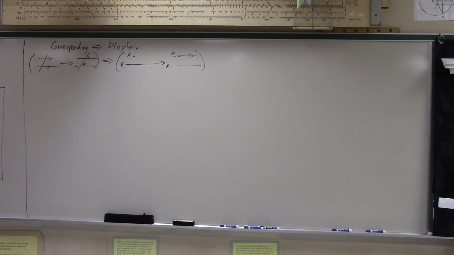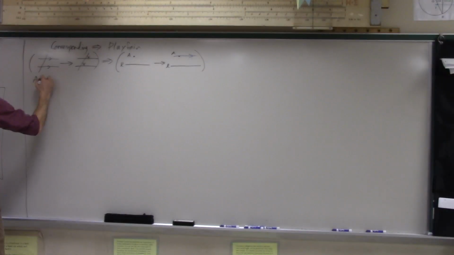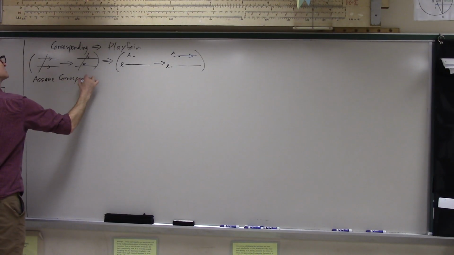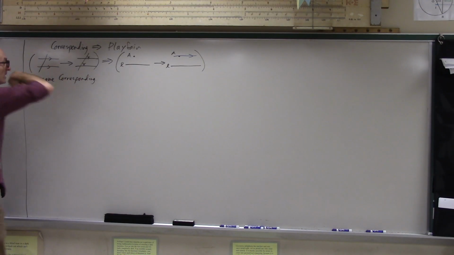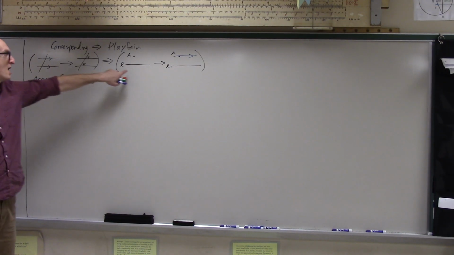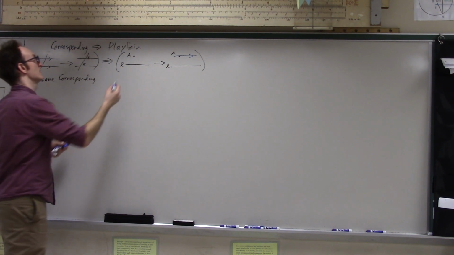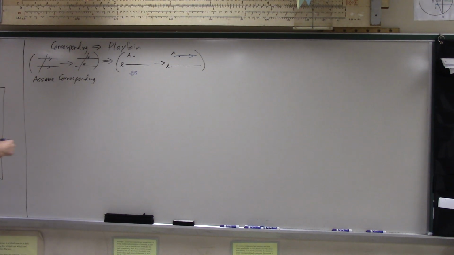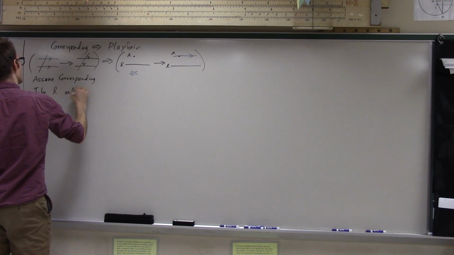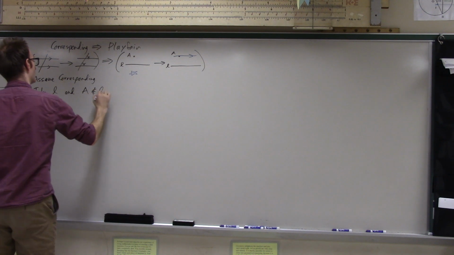Okay, let's do it. Well, once again, I will assume corresponding and try to prove Playfair. And so, how can we prove Playfair? Well, I start right here. And we say that through a line and a point not on a line, and so on. Okay, so take an arbitrary line L and A, which is not on L.